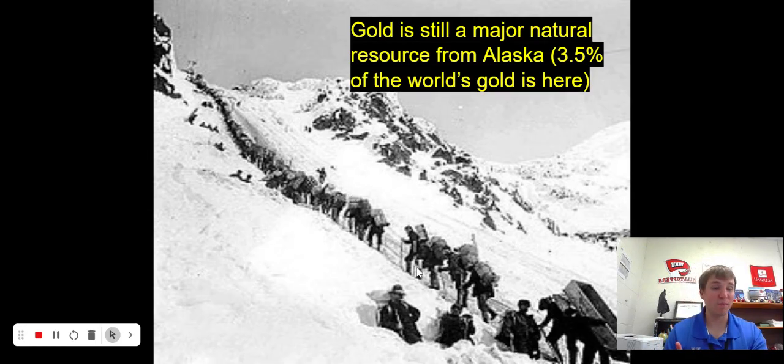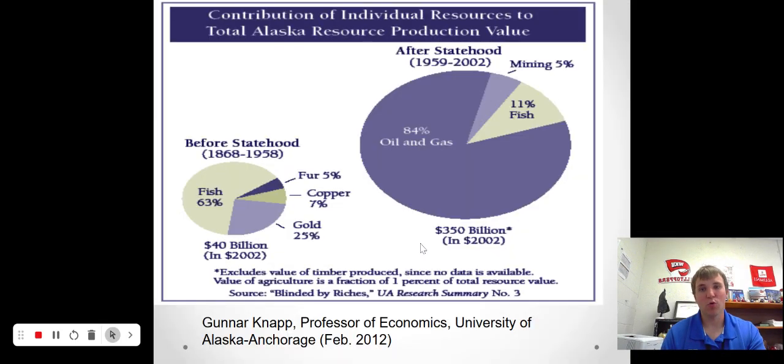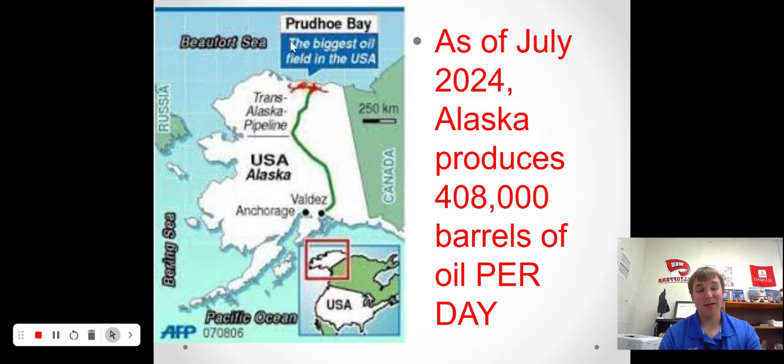Now, gold is something Alaska is known for, but the other thing is black gold. Okay? Oil. And if you look at this, oil and natural gas accounts for 84% of the Alaskan economy as of February 2012. So that number may have shifted just slightly. But Prudhoe Bay, that's where a lot of oil that the United States produces comes from. If it doesn't come from Texas or parts of the Gulf, odds are it probably came from Prudhoe Bay. Because look at this. As of this past summer, Alaska is producing 408,000 barrels of oil per day.